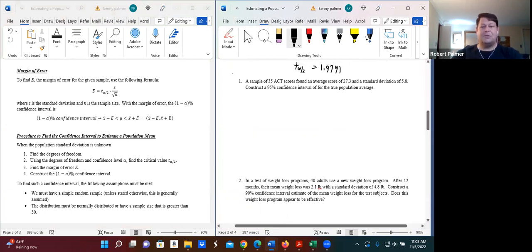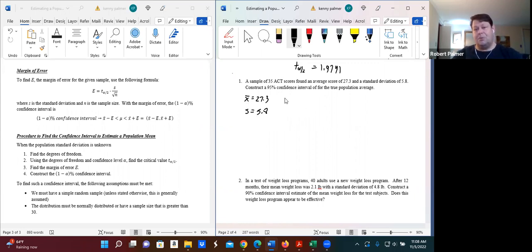Okay, so let's take a look at our first example. It says a sample of 35 ACT scores has an average score of 27.3 and a standard deviation of 5.8. Construct a 95% confidence interval of the true population average. Okay, so our sample mean is 27.3. Our sample standard deviation s is 5.8. And once again, we don't know our population standard deviation, or else we'd use that. But of course, it's not likely to know that without doing something like this first.